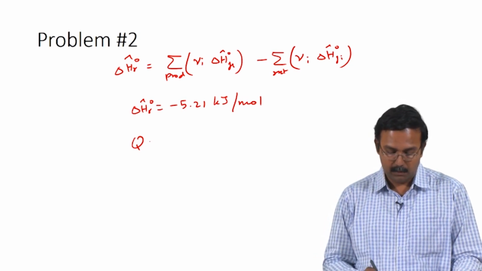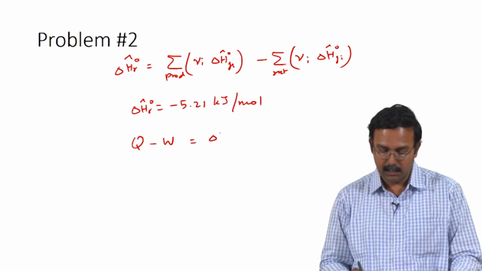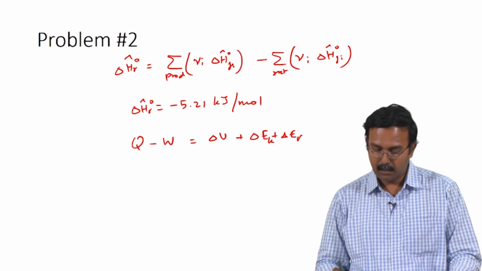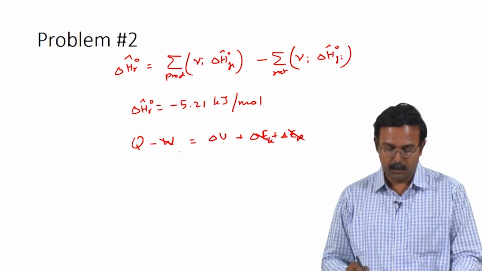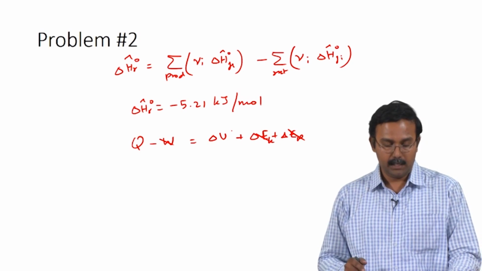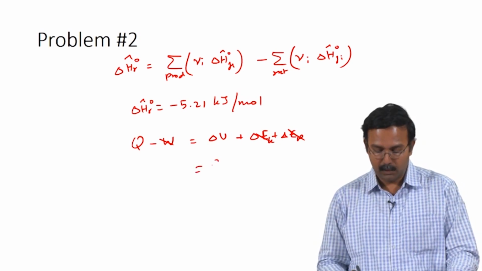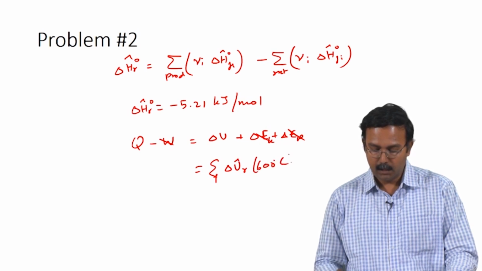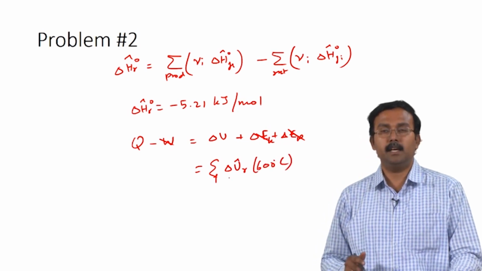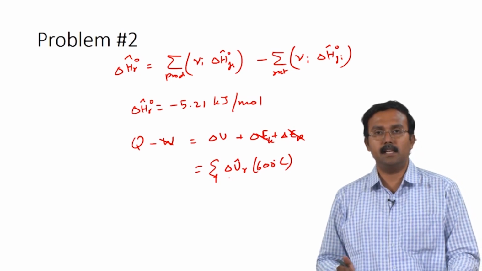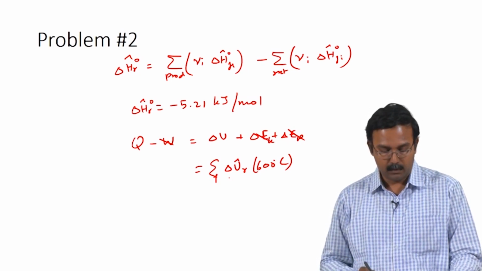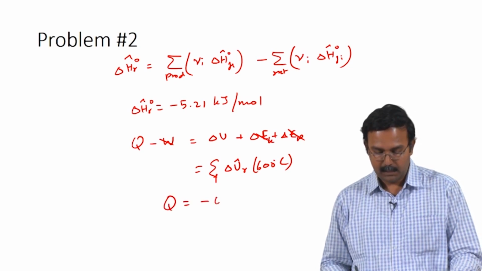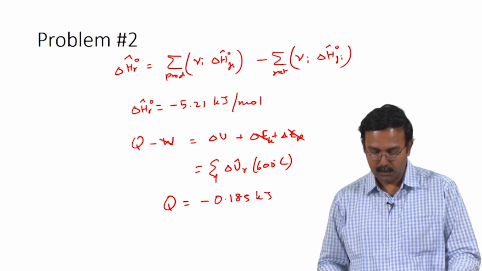So, the equation actually is Q minus W equals delta U plus delta Ek plus delta Ep, as usual Ek, Ep and W go to 0, and you are left with only delta U, and delta U here would actually only be xi times delta U r at 600 degrees Celsius. You have the internal energy of reaction at 600 degrees Celsius, which can be directly used. So, doing that you would get Q equals minus 0.185 kilojoules.